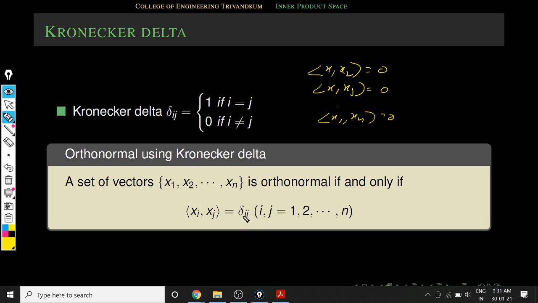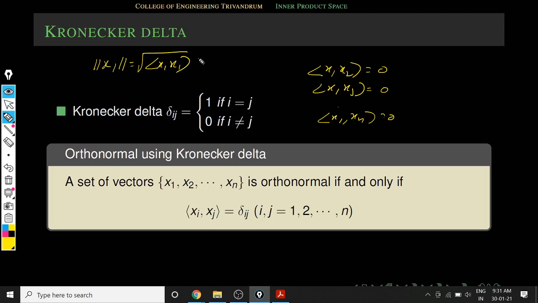Next, orthonormal means orthogonal plus unit vectors. All the vectors should be unit. Okay. So a vector is unit means, for example, you consider norm of x1. Norm of x1 is positive square root of inner product of x1, x1. Okay, and from this representation, it is clear that inner product of x1, x1 is delta 1, 1. And what about delta 1, 1? It is 1 because that is the definition of Kronecker delta.